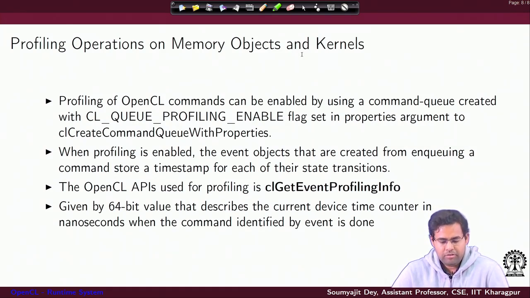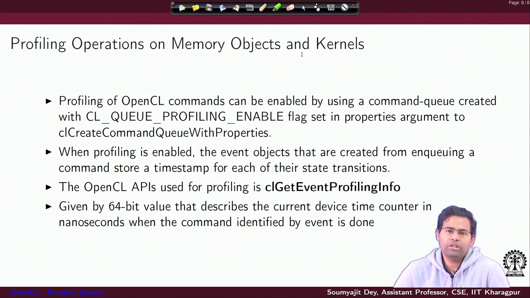Now, once that is done, the event objects that are created in the queue from enqueuing of a command can also store a timestamp for each of their state transitions. Just to remember, with every command that you enqueue, you can have an associated event object. The runtime will keep on changing the status of that event object. As we have discussed earlier, every enqueue command will return an event.